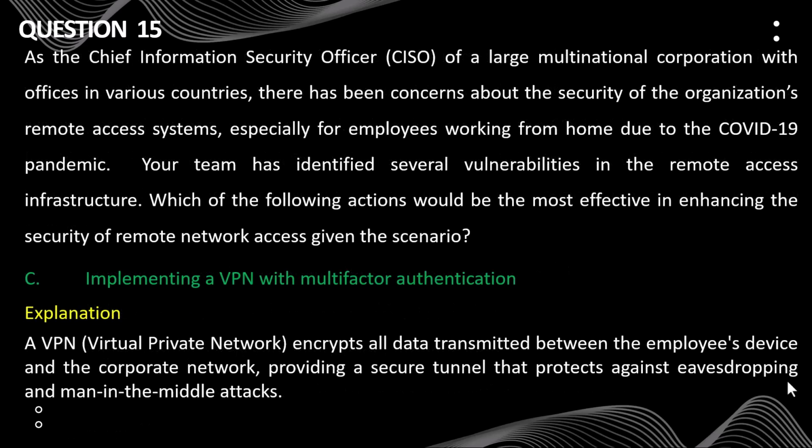A VPN encrypts all data transmitted between the employee's device and the corporate network, and thus it provides a secure tunnel that protects against eavesdropping and man-in-the-middle attacks. Implementing the VPN with multi-factor authentication adds an extra layer of security by requiring not just a password, but also an additional factor like a mobile authentication app or a hardware token. This significantly reduces the risk of unauthorized access, even if a password is compromised. So, implementing a VPN with multi-factor authentication is the most effective in enhancing the security of remote network access given this scenario.